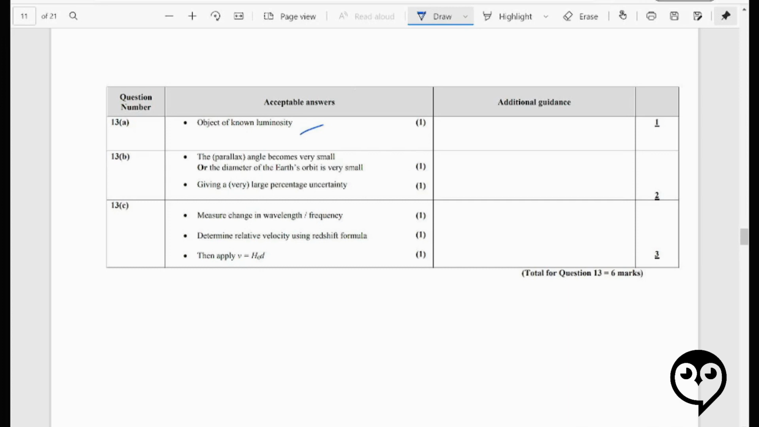Yeah, a standard candle is something where we know its luminosity, so we can compare. If it's really far away, the parallax angle is too small, and with the Earth's orbit as the baseline, there's a very large percentage uncertainty. You can't just say the angle's too small and leave it at that. It's 2 marks. So what's the problem with either of these things?